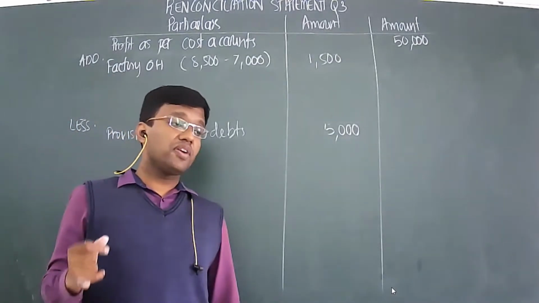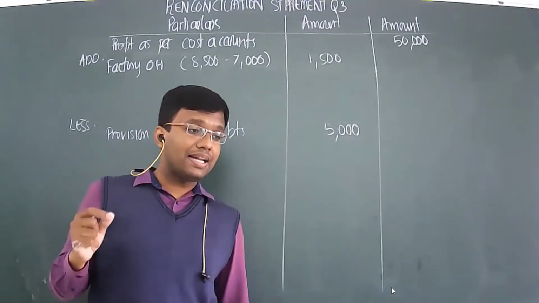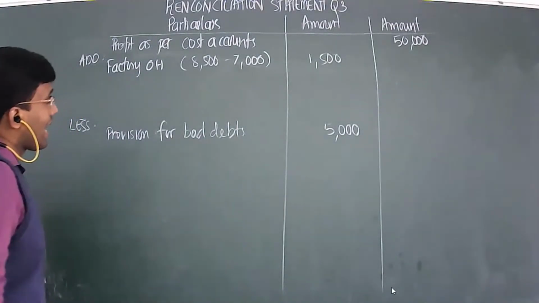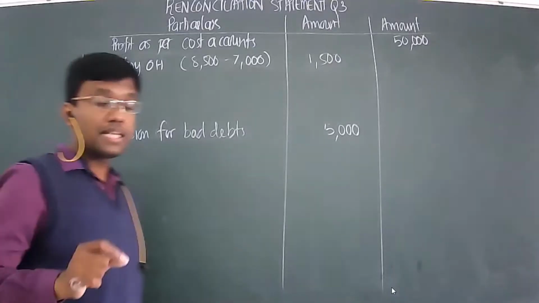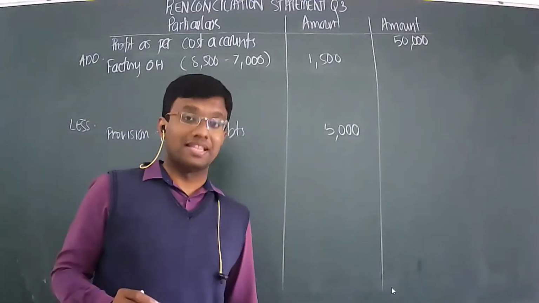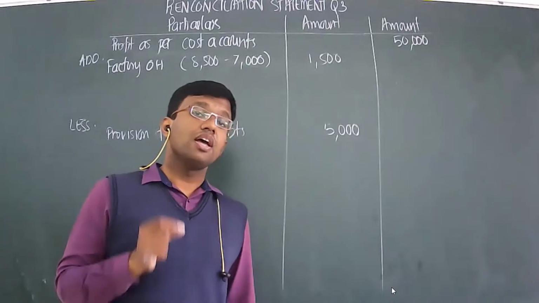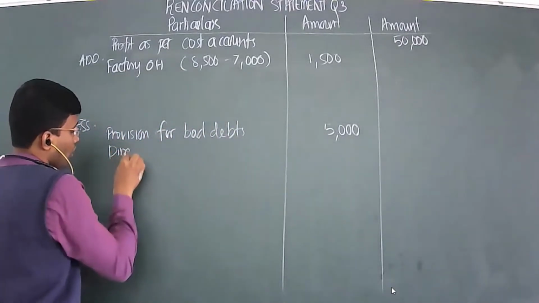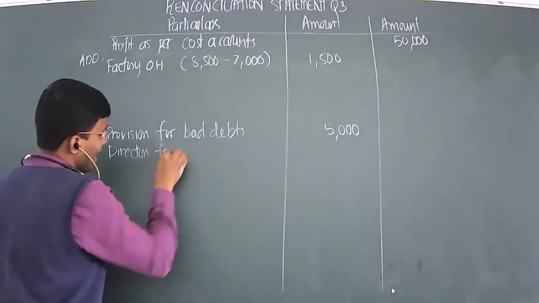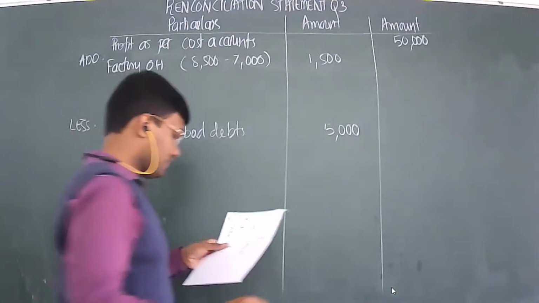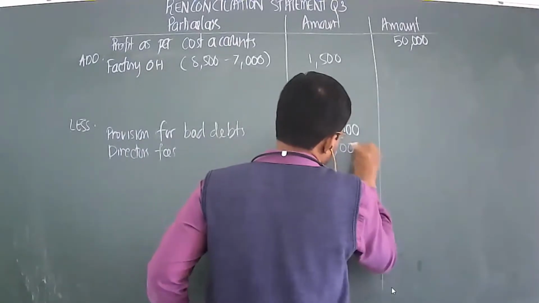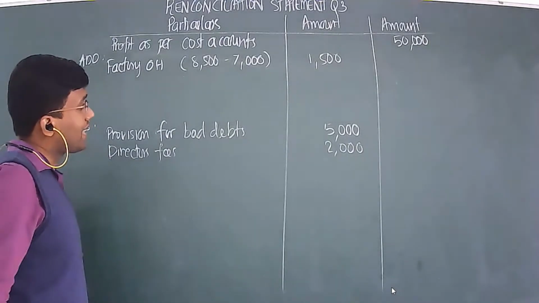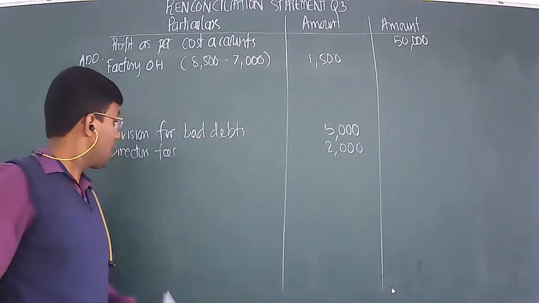The next item given to us in the question is director's fees. Now, director's fees, we know it is a financial expense. So any financial expense, please remember, we will have to always subtract. So director's fees, this is 2,000. Director's fees is 2,000 that we have subtracted. So that has been taken care of, that has been accounted for.